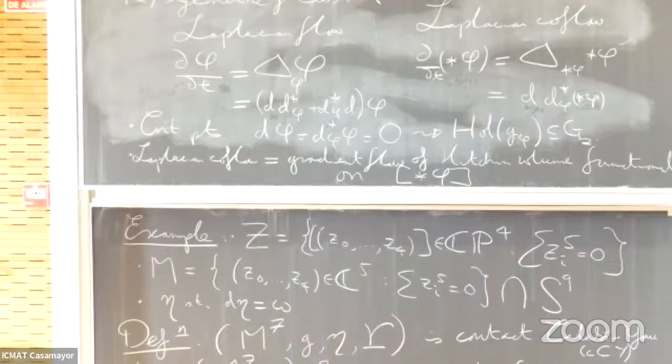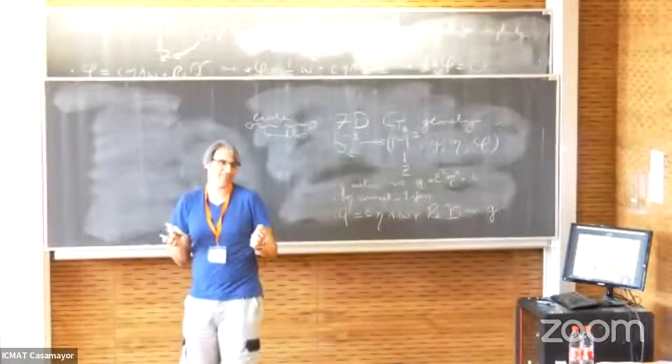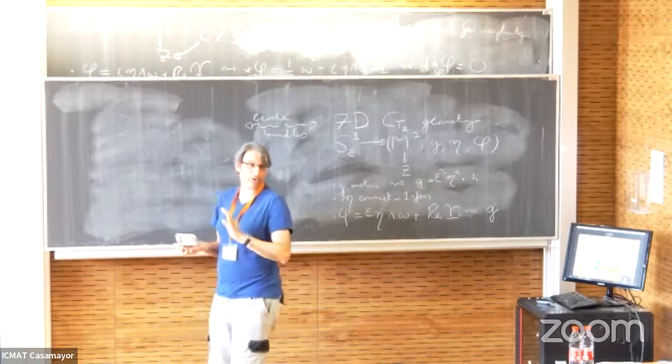Just to be clear, the coflow is something that you define on 4-forms. Even though you write star phi, you really mean just the 4-form, right? Yeah. I do that because I don't want to write psi or something. People will call it psi, and it gets confusing. It is a flow on 4-forms.